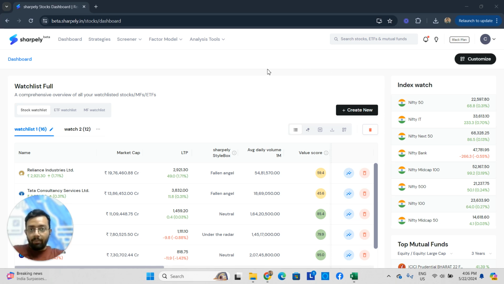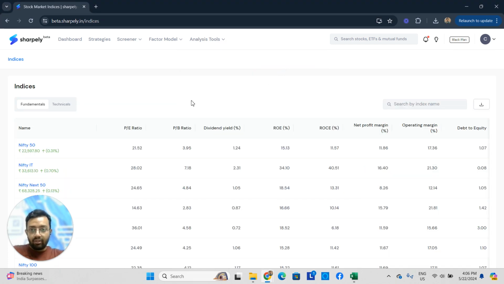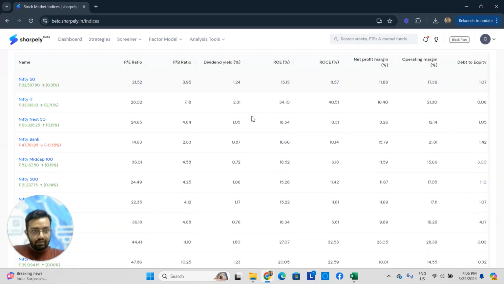Now, to open the index analysis tool, you simply need to go to this analysis tool, then market, and in here you will see the index analysis tool. I'll simply click on it, and here it is.